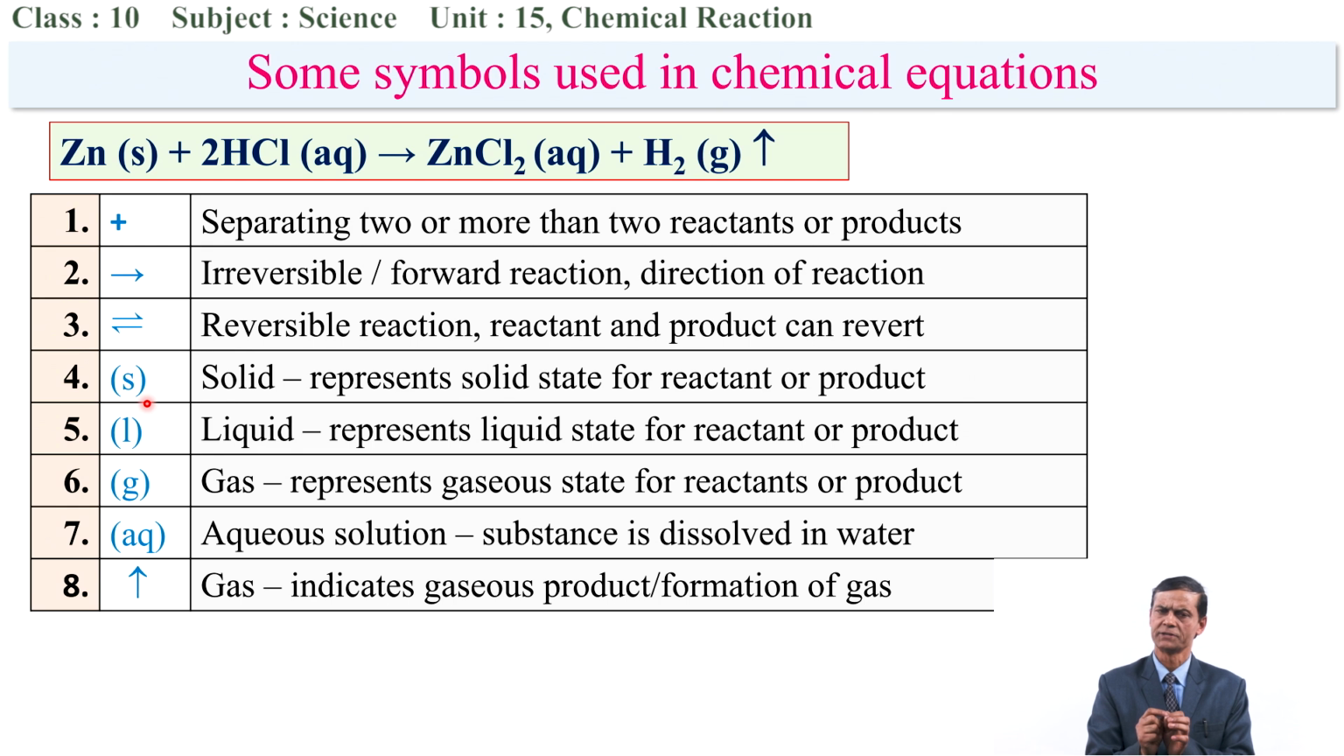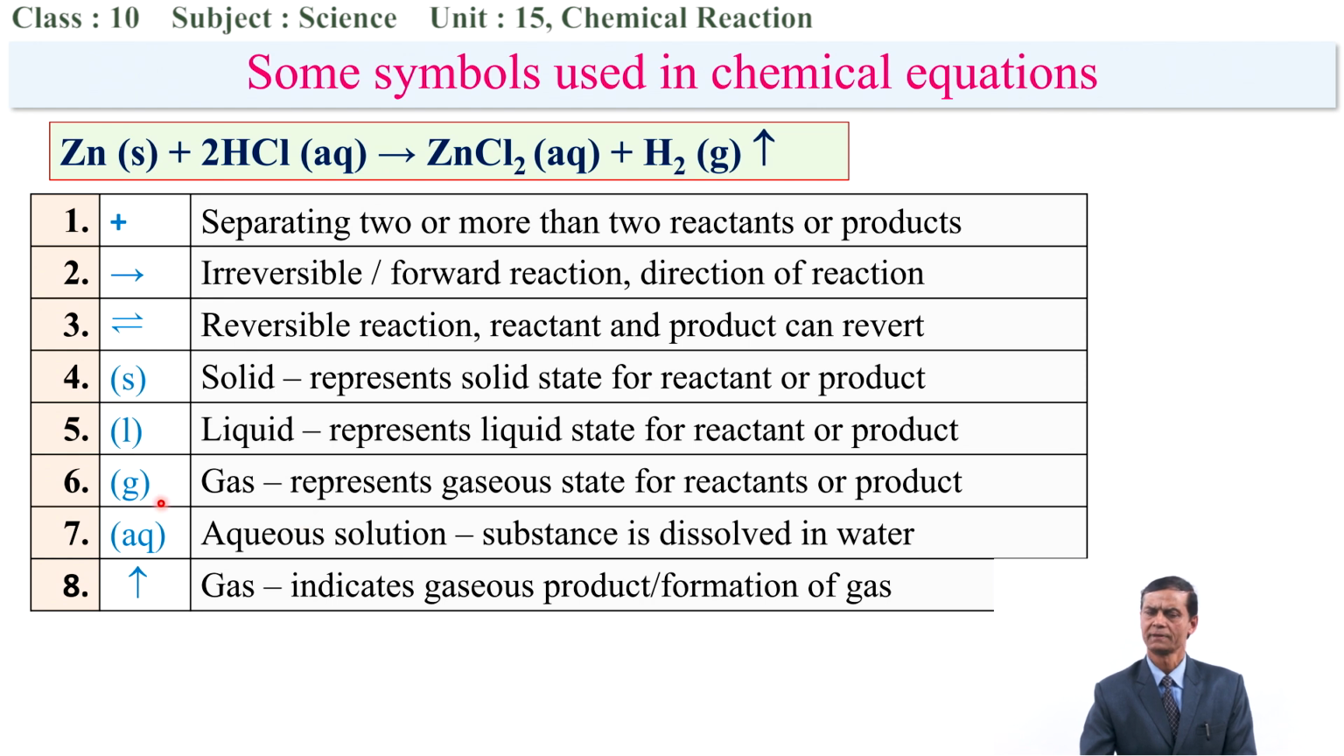Similarly, look at here, S alphabet within the bracket represents solid. Look at it, in this reaction, where is S? This zinc is solid, isn't it? We can represent this in the symbol S. It represents the solid state for the reactant or product. Similarly, L. Within the bracket there is small l, denotes what? That denotes the liquid state, for the reactant or product. For example, water. If there is water, then we can denote it by L.